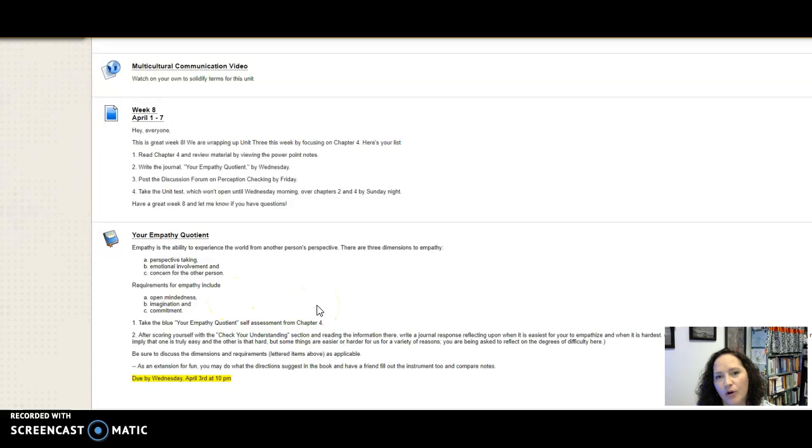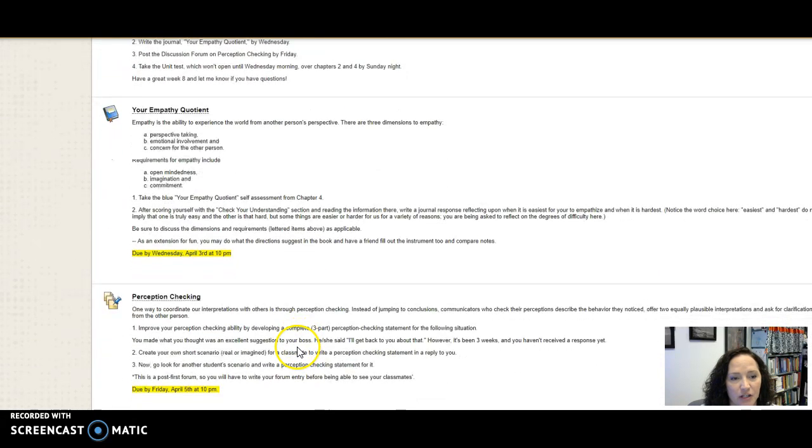Just an idea for you. Some of you came up with this on another journal, where we had someone else fill out the paper to see how we communicate non-verbally. You can do the same thing with this. Have them take your empathy quotient about you and see what their perceptions are about how empathetic you are. That might be interesting and revealing to you.